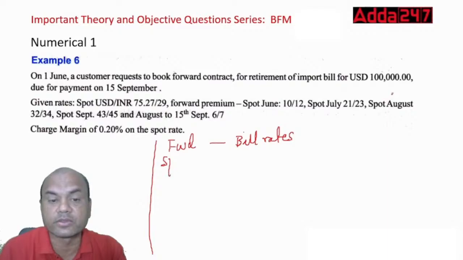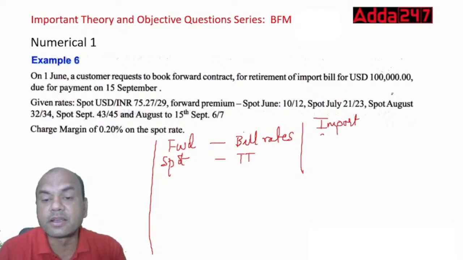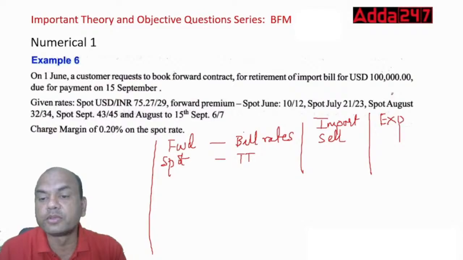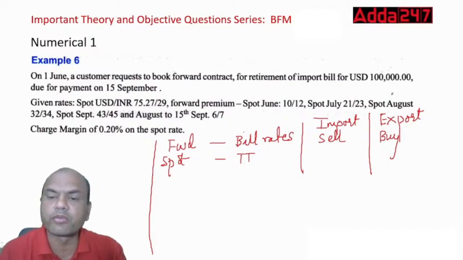Here, I'll give you the classification. Spot transaction, you'll have to use the TT rates. Now, if I'm talking of import transaction, then I'll have to use which rate? I'll have to use the sell rate. If I'm talking of export transaction, I'll have to use the buy rate. Always remember, only in case of crystallization it's reverse, because crystallization is actually the reverse case. But don't worry about crystallization in this case study now. So for import we are talking of sell, export we are talking of buy, forward we are talking of bill rates, spot we are talking of TT.